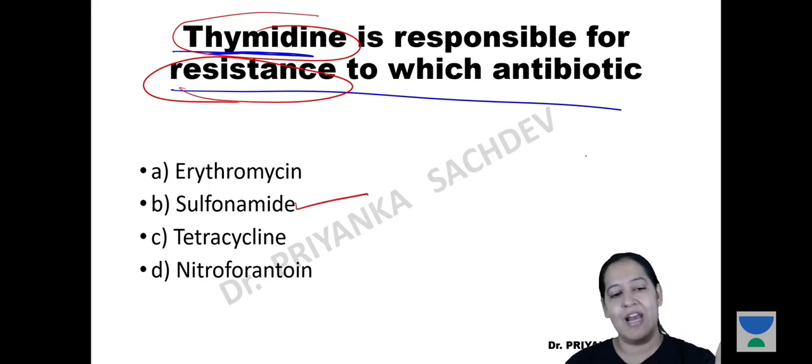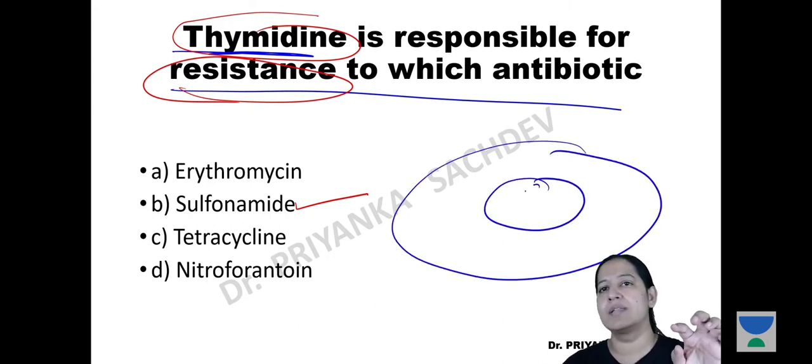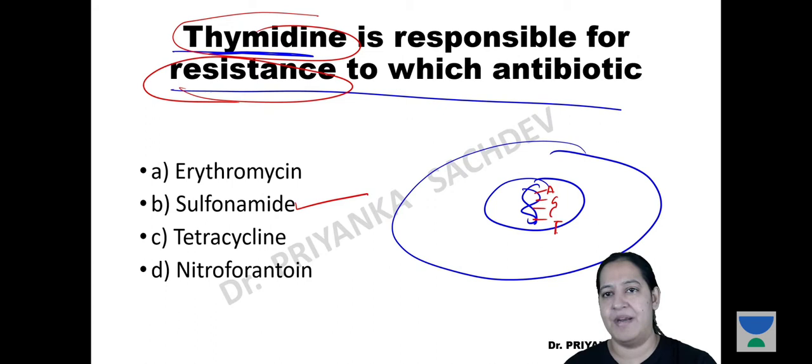So this is a cell of bacteria. Let me draw a cell of bacteria. This is the nucleus. This is the DNA. DNA is made up of four things. Let me draw the four things. The four things are adenine, guanine, cytosine and thymidine. For the synthesis of this thymidine, we require folic acid.